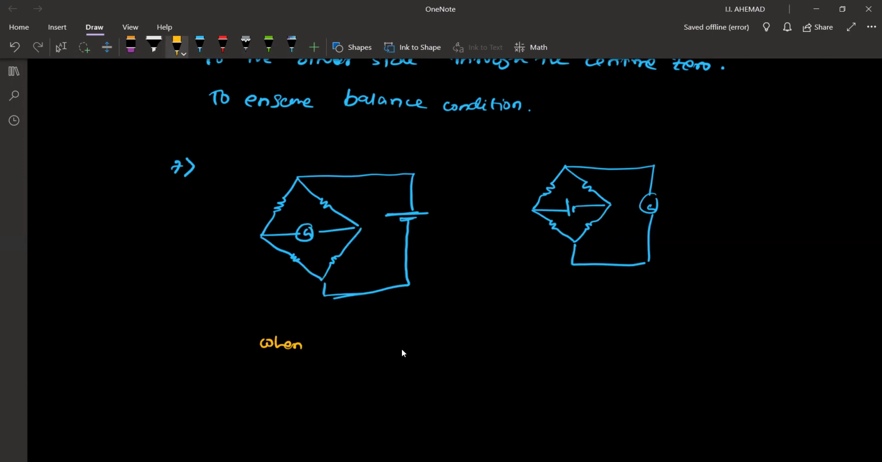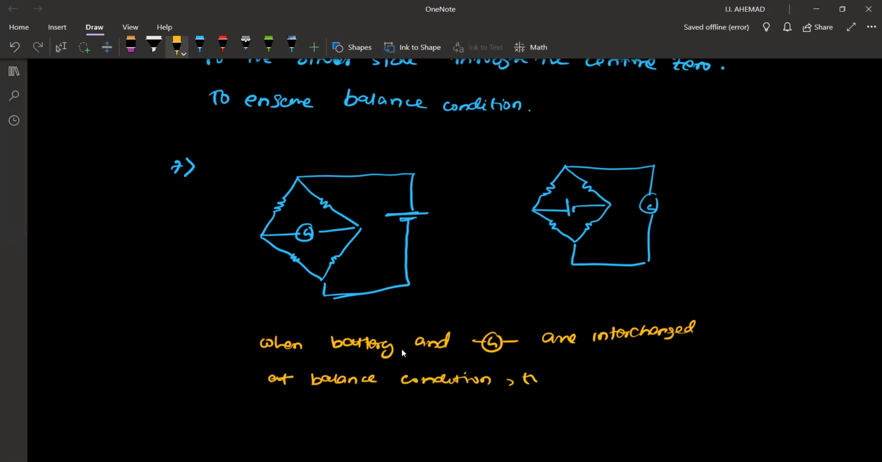When battery and galvanometer are interchanged, at balance condition, the balance is unaffected.